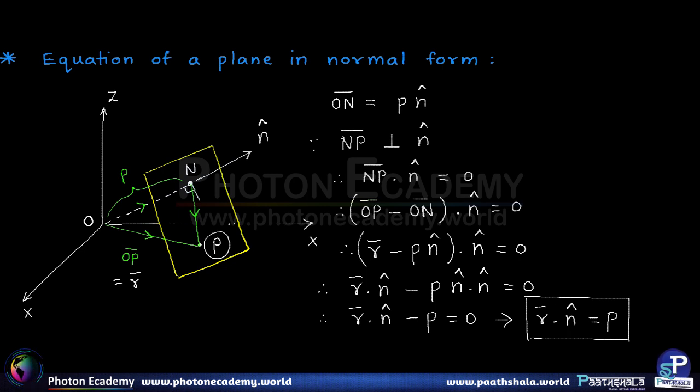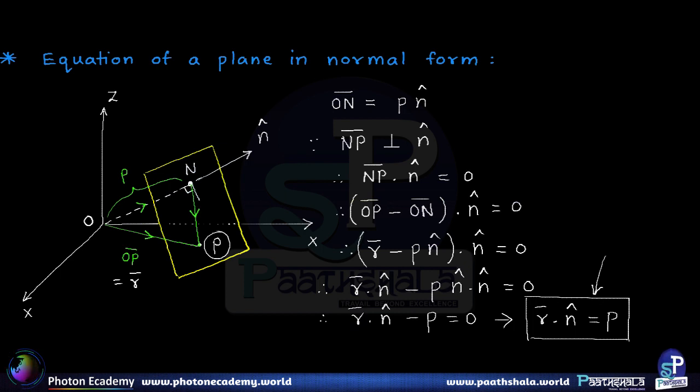If we look at this particular equation, it gives us all the necessary information about the plane. That means n cap indicates the normal unit vector to the plane, and p indicates its perpendicular distance from the origin.